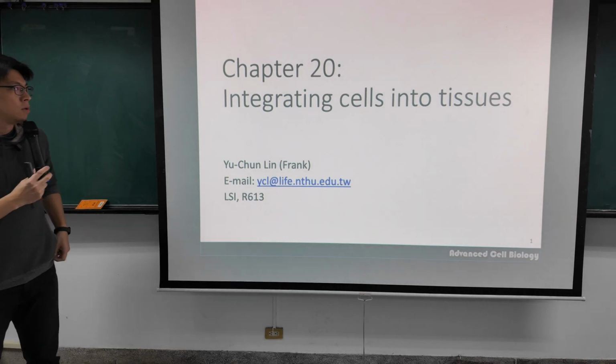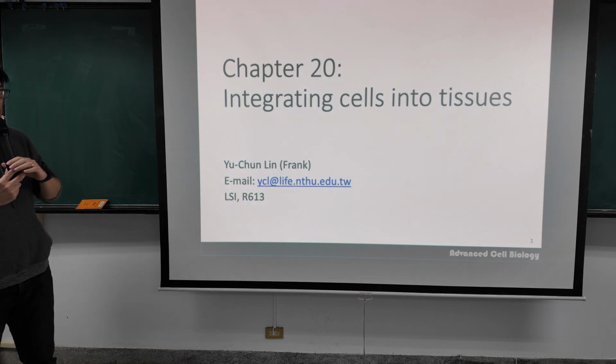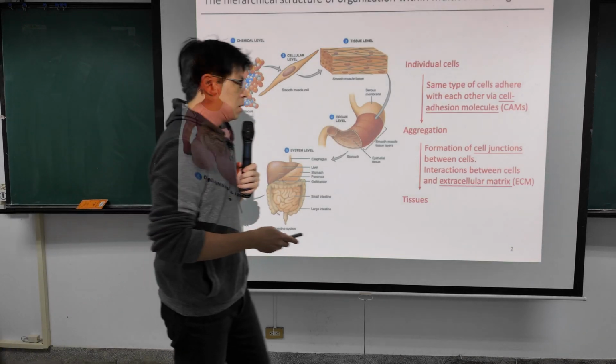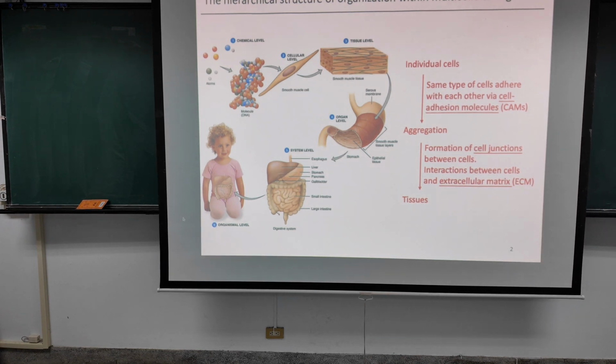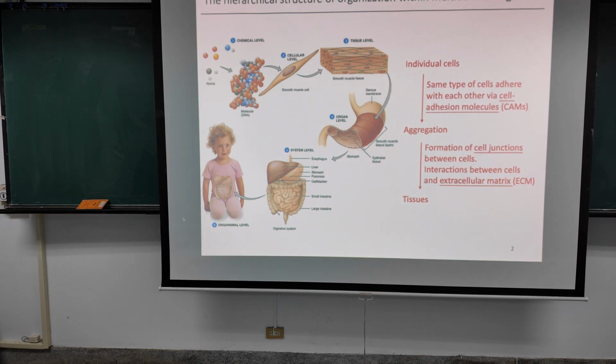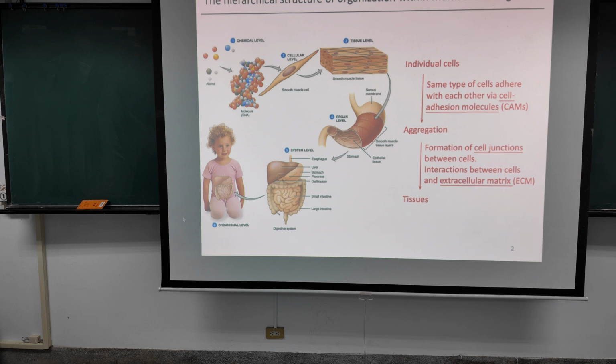Okay, so let us start to introduce chapter 20, integrating cells into tissues. This graph shows you how the atoms assemble all the way to the organism. We cannot cover the whole process in one chapter, so this chapter will focus only on step 2 to step 3: how cells form tissue, such a beautiful pattern or organizing patterns.